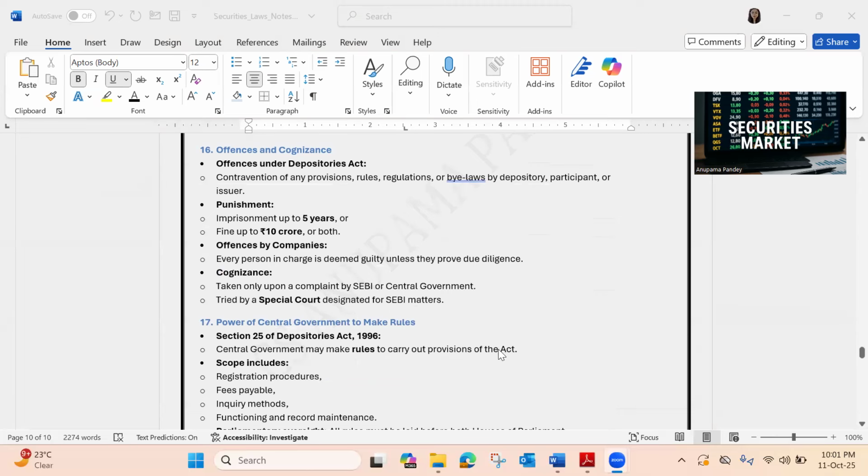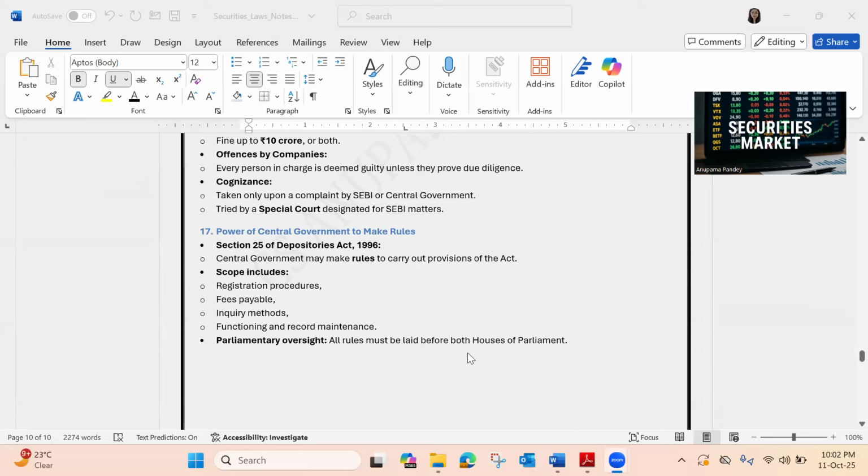Offenses and cognizance. Offense under Depository Act: contravention of any provision, rules, regulations, or bylaws by depository and participants or the issuer. Punishment is imprisonment up to 5 years or fine up to 10 crore, or both. Offenses by companies. Every person in charge is deemed guilty unless they prove that they have exercised due diligence for the same. Cognizance: taken only upon a complaint by SEBI or the central government. Trial by special court designated for SEBI matters.